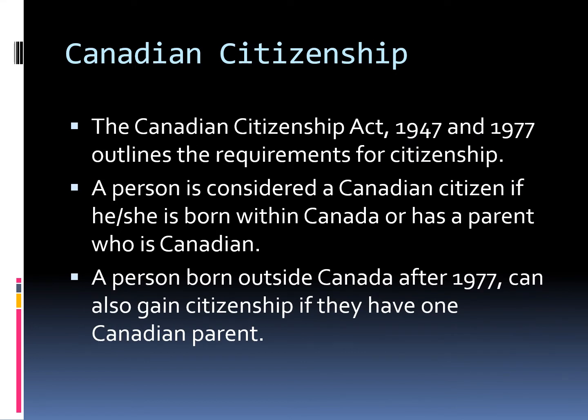The Canadian Citizenship Act of 1947 and 1977 outlines the requirements for citizenship. A person is considered a Canadian citizen if he or she is born within Canada or has a parent who is Canadian. Furthermore, a person born outside of Canada after 1977 can also gain citizenship if they have one Canadian parent. The requirements for becoming a Canadian citizen have changed over time.